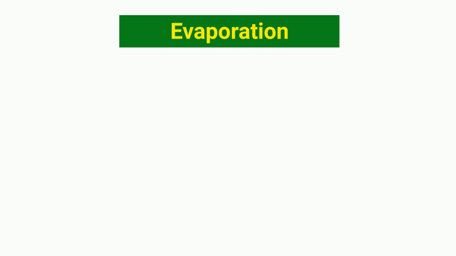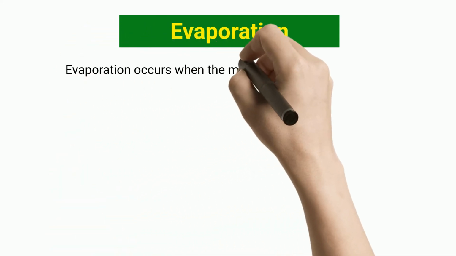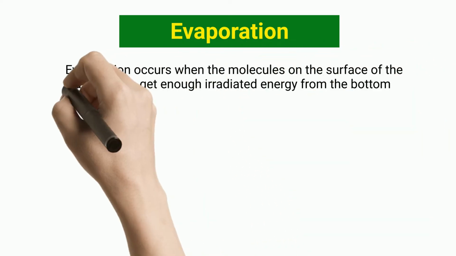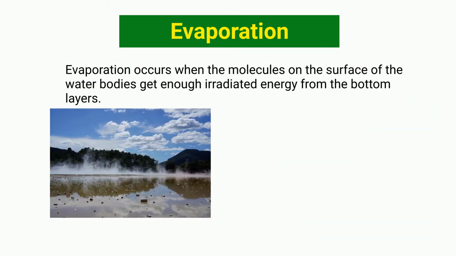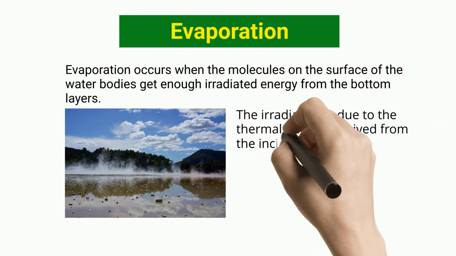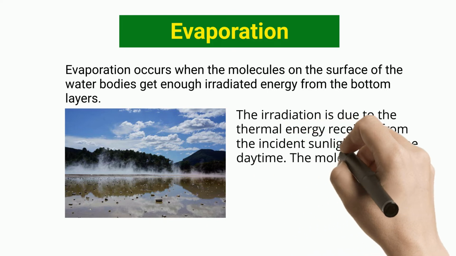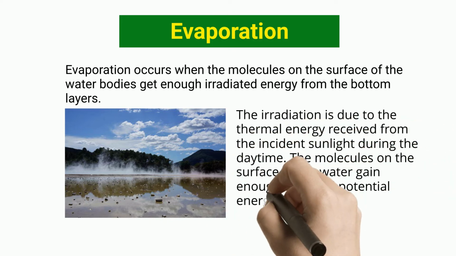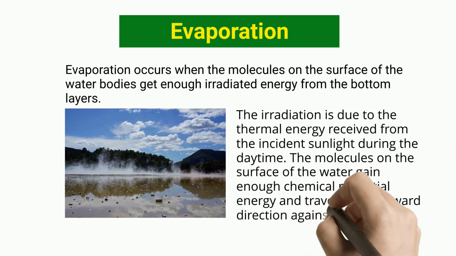Evaporation. Evaporation occurs when the molecules on the surface of the water bodies get enough irradiated energy from the bottom layers. The irradiation is due to the thermal energy received from the incident sunlight during the daytime. The molecules on the surface of the water gain enough chemical potential energy and travel in the upward direction against gravity.